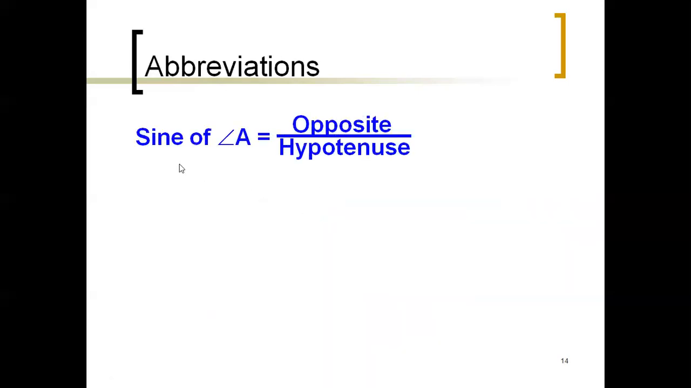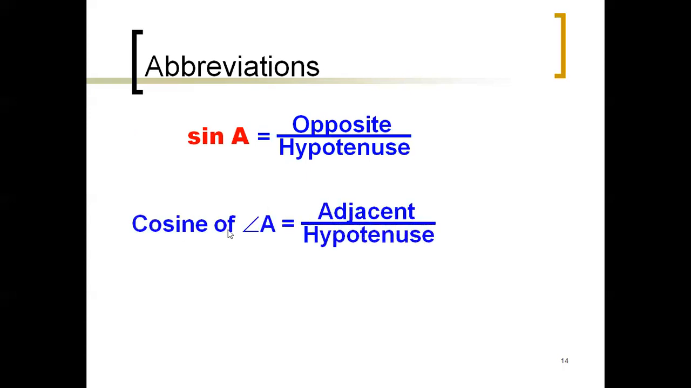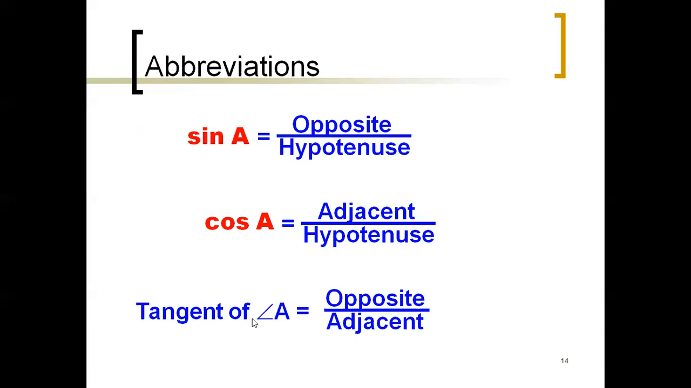Abbreviations: sine of angle A equals opposite over hypotenuse. We can read this as sin A equals opposite over hypotenuse. Cosine of angle A equals adjacent over hypotenuse, or we could write cos A equals adjacent over hypotenuse. Tangent of angle A equals opposite over adjacent, which we read as tan A equals opposite over adjacent.